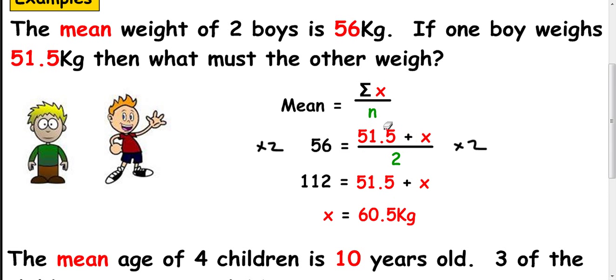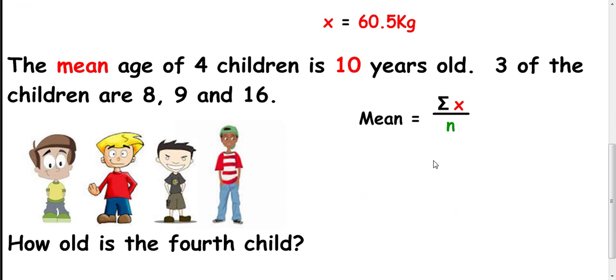So the hard bit is this bit here, setting it up properly, and then knowing to get rid of the fraction by multiplying both sides by 2. Effectively you're just multiplying this side by 2 because these two cancel. Right, let's look at the next question.